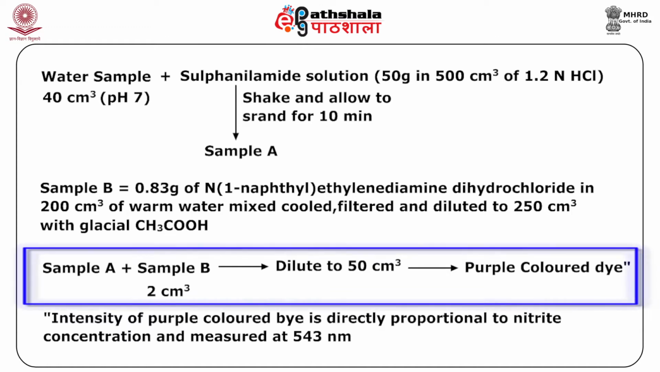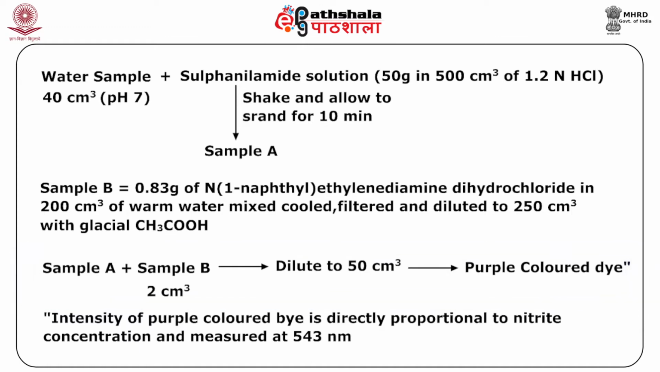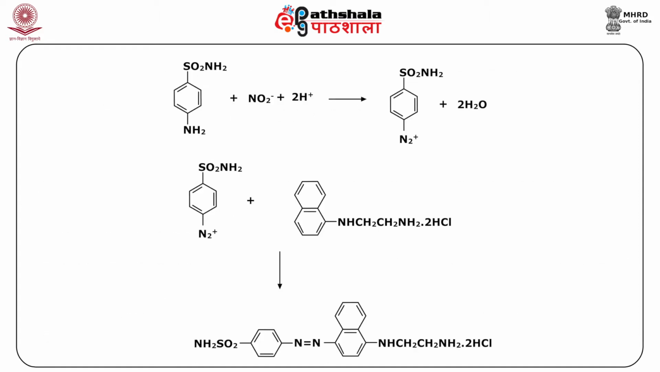We take 2 cm3 of sample B and this is further diluted to 50 cm3, and if there is formation of a purple color dye, it will indicate nitrite. The intensity of this purple color dye is directly proportional to the nitrite concentration, and this is what is measured at 543 nanometers. You can see the reactions given here.